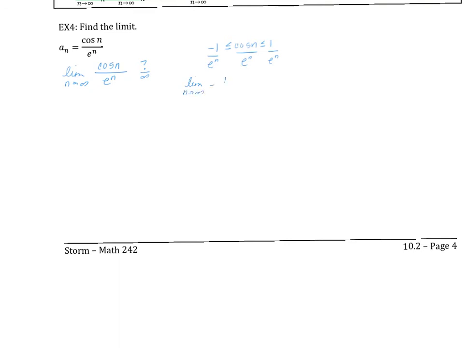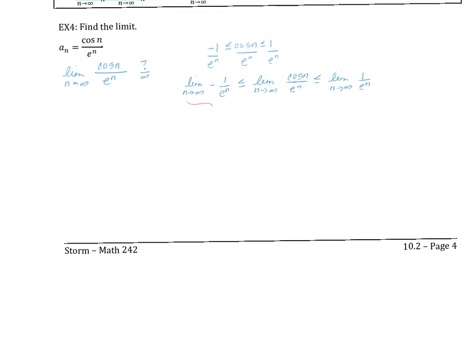So the limit as n goes to infinity of -1 over e to the n is less than or equal to the limit as n goes to infinity of cosine of n over e to the n, which is less than or equal to the limit as n goes to infinity of 1 over e to the n.